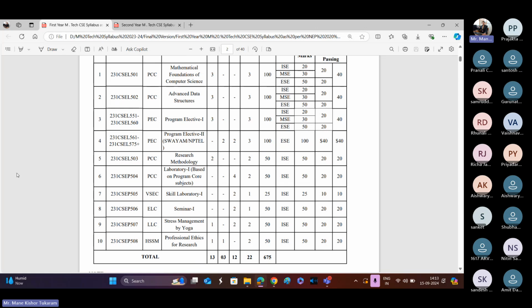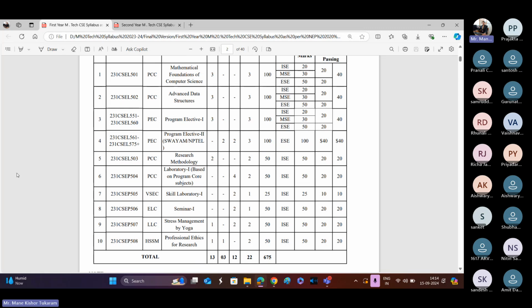The next one, that is research methodology. So research methodology basically has the ISE of 50 marks. So based on whatever contents we learn, we have an MCQ test, and based on that, we'll give the ISE marks of 50. Okay, so there is no theory paper for that.